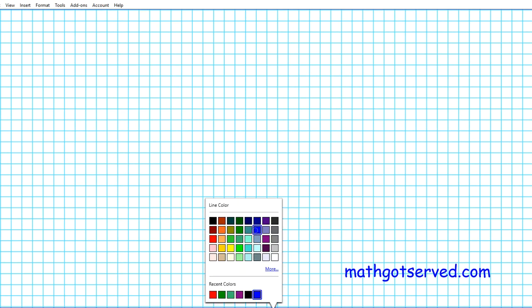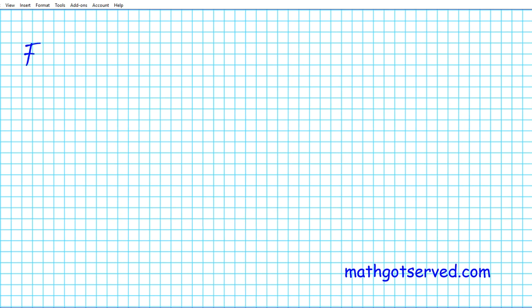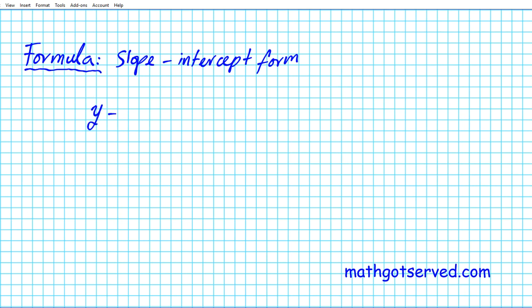So let's write down the formula for the slope-intercept form. The name basically tells you what the formula has. The formula tells you the slope and y-intercept. So the slope-intercept form of the equation of a line is y equals mx plus b.